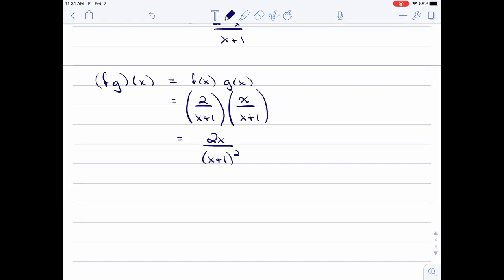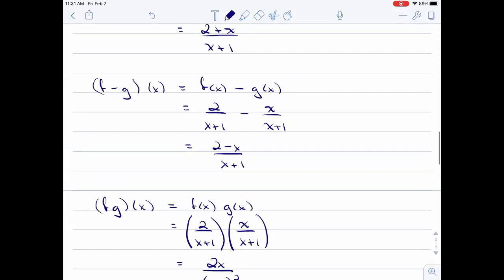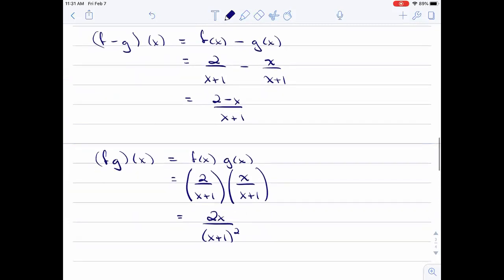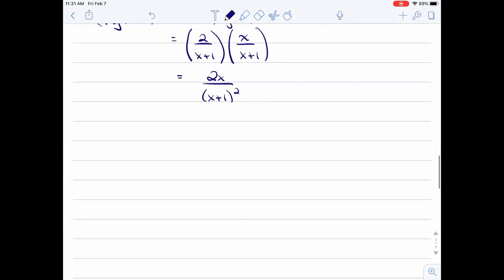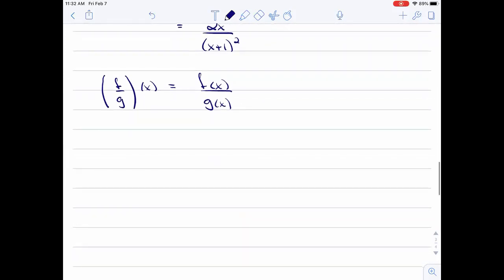Notice here, for all of these, over x plus 1, over x plus 1, over x plus 1 squared, the domain is just consistently, well, x can't be -1. So now, if we have a look at f over g of x, that's f of x over g of x. Which is going to be a fraction over a fraction, right? 2 over x plus 1 divided by x over x plus 1.